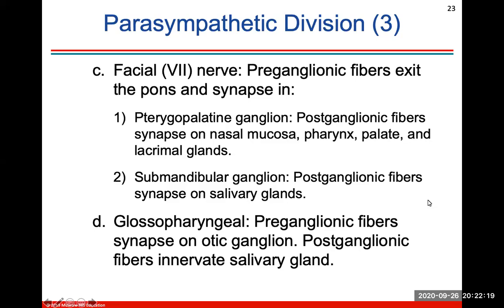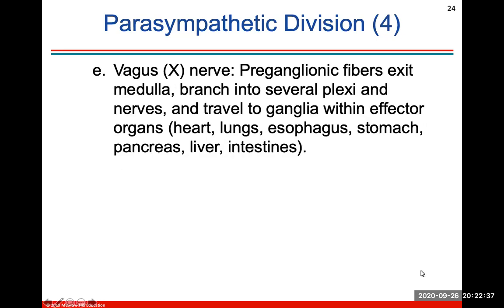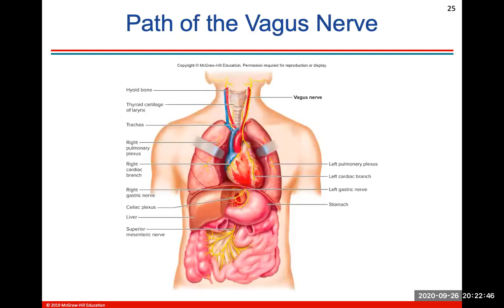The facial nerves synapse and stimulate salivary glands and lacrimal glands. Remember, the parasympathetic is your rest and digest division, so it'll be helpful in digestion. The glossopharyngeal will also innervate some salivary glands, and then the vagus nerve will travel to ganglia within effector organs in the heart, your lungs, esophagus, stomach, pancreas, liver, and intestines. And this is the path of the vagus nerve. It's the one cranial nerve that actually exits out of the face region and travels down into the thoracic cavity and even the abdominal cavity. So it's the only cranial nerve that travels that far south, you could say.